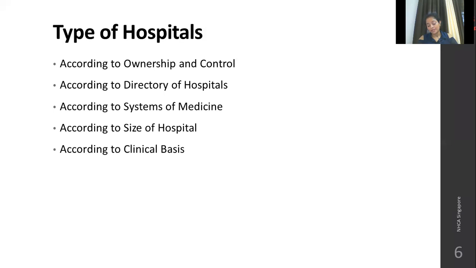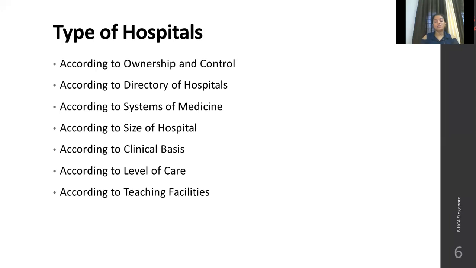According to the clinical basis, is it a general hospital or a specialized hospital? For example, Narayana Netralaya is a specialty hospital based on ophthalmology. Narayana Hrudayalaya, NH Healthcare, is based on the specialty of cardiac health, and so on. According to the level of care: primary care hospital, secondary level hospital, tertiary care hospital, or community care center.